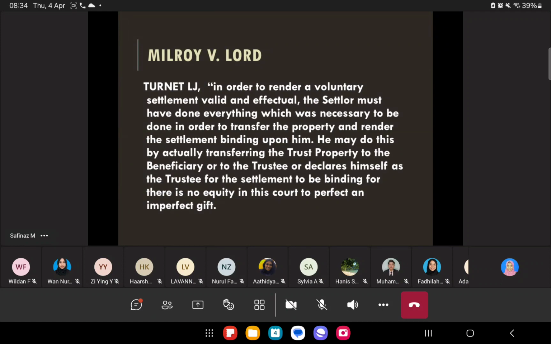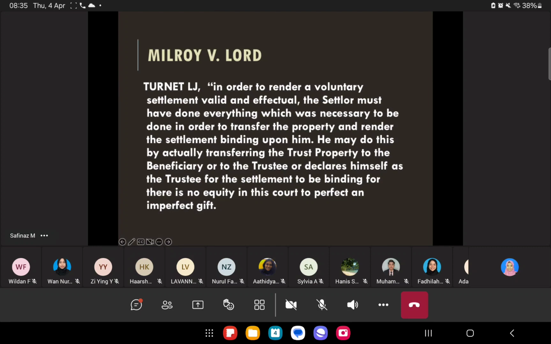He may do this by actually transferring the trust property to the beneficiary or to the trustee or declare himself as the trustee for the settlement to be binding, for there is no equity in this court to perfect an imperfect gift. Okay, so in other words, apa yang mahkamah cakap kat sini, to make sure that there is a valid and effectual trust, settlor must do everything untuk transfer trust property tersebut kepada trustee. Okay, bagaimana dia buat? By actually transferring, ataupun declare himself a trustee of that trust.